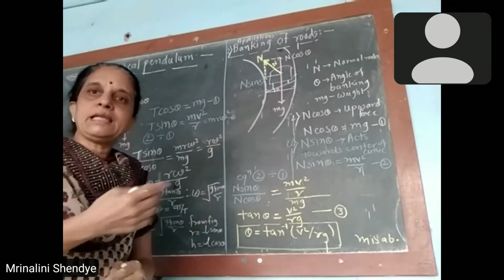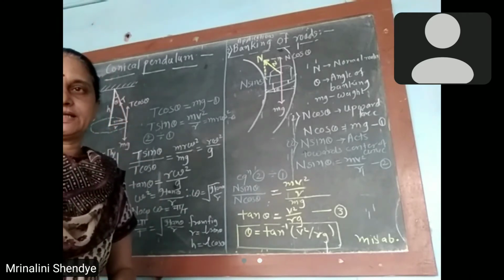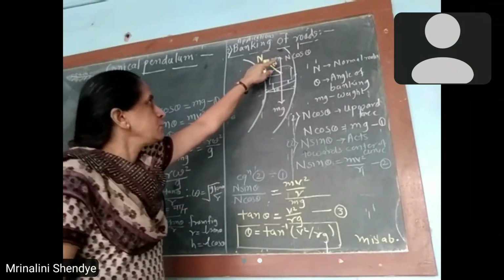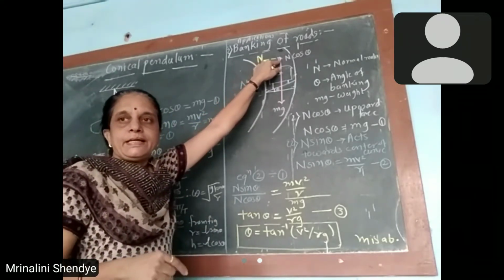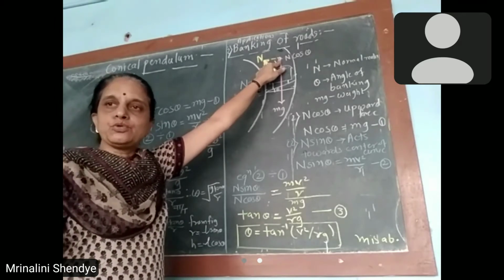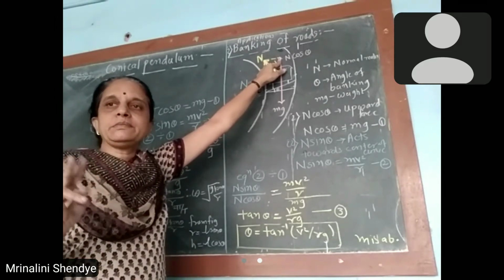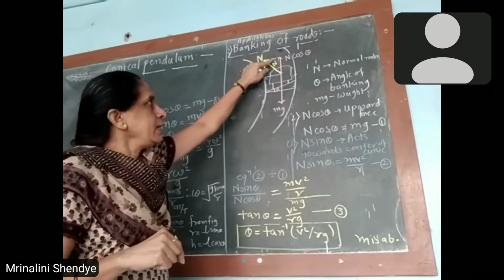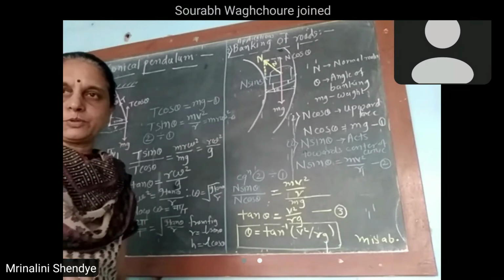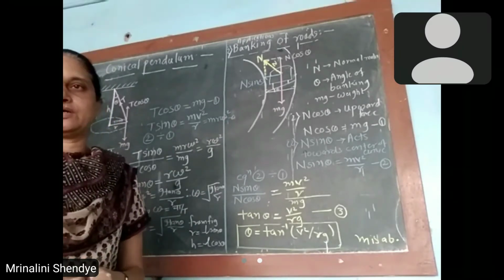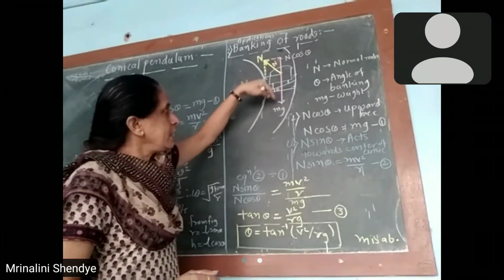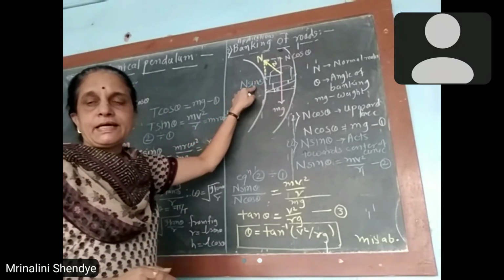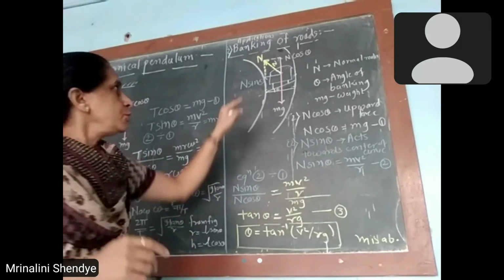This is balanced with the normal reaction, which is called N. It is resolved into two components. Why? Because we have to consider two types of forces. So this N is resolved into two components, N sin theta and N cos theta. N cos theta is balanced with the force mg. N sin theta acts towards the center.